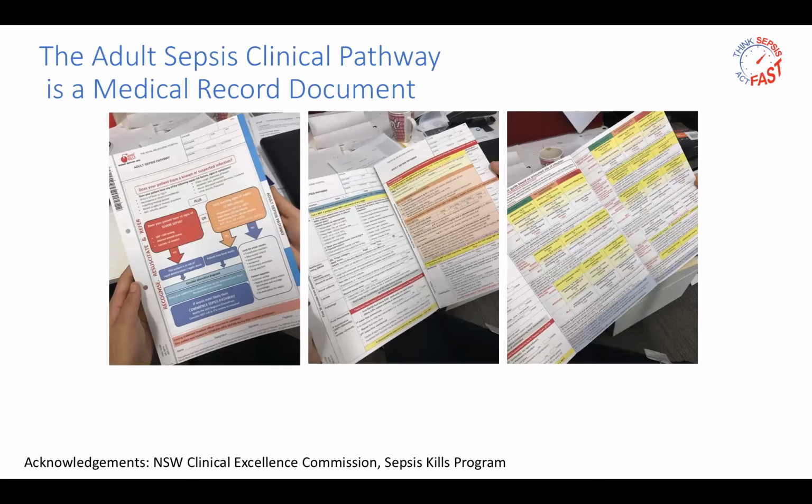So this is a picture of the sepsis pathway that's in place at Royal Melbourne, which is a fold-out document. This in the middle shows you the actions to be undertaken, and then further opening up opens up the empiric guidelines. This is very much liked by junior medical staff and nursing staff because it really brings in that discussion at the point of care about the appropriate antibiotic therapies.